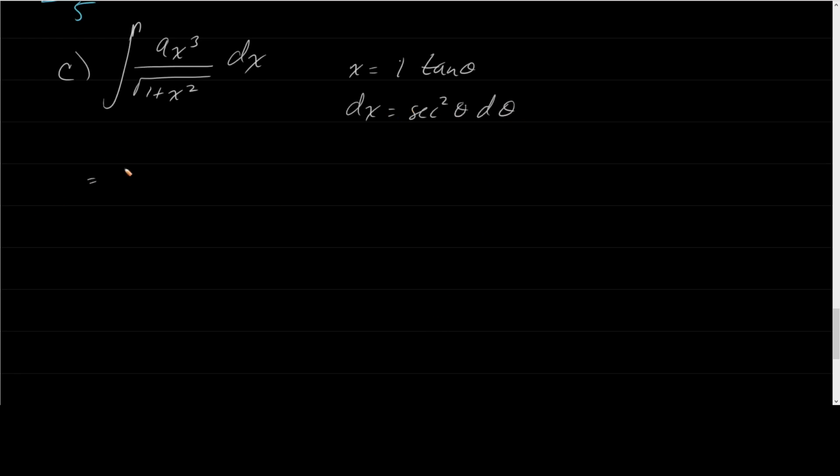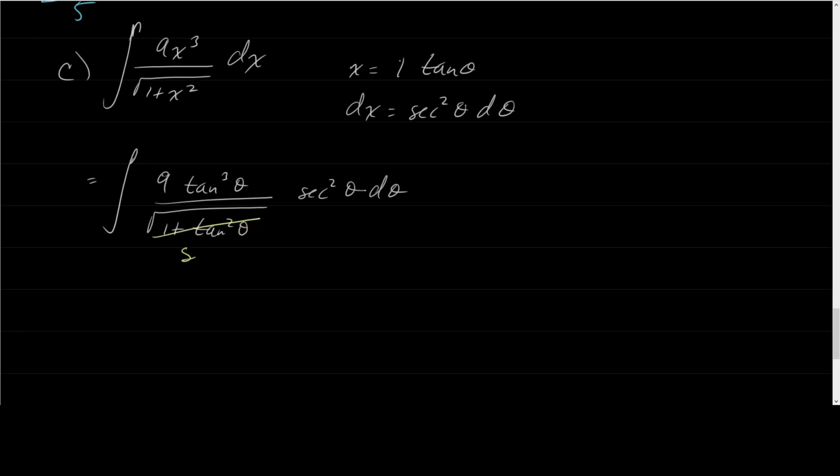At that point, what we have is the integral of 9 times x was tangent, so tangent cubed theta, over the square root of 1 plus x squared, again x was tangent, so tan squared theta, and then dx was secant squared theta d theta. And now, let's look at that radical sign. Actually, it's really just one step here, so I won't do it on the side. 1 plus tan squared is just secant squared theta. So we have the square root of secant squared theta instead of that. And the square root of secant squared theta is just secant.